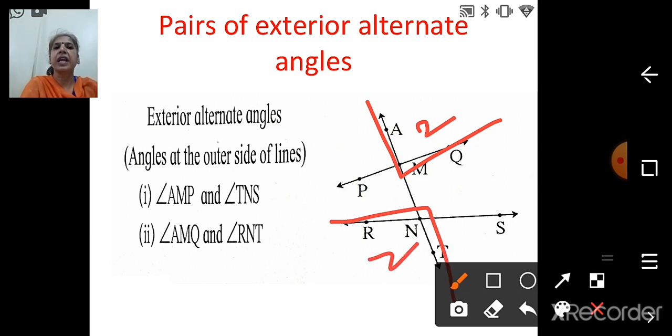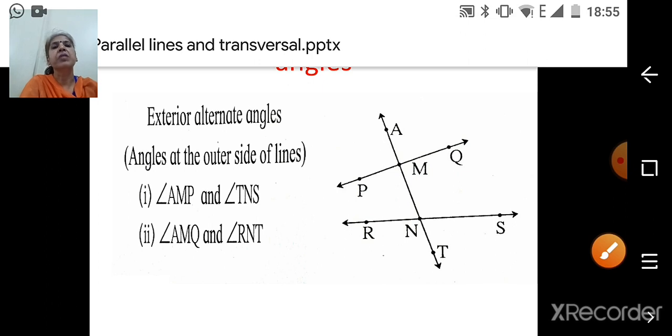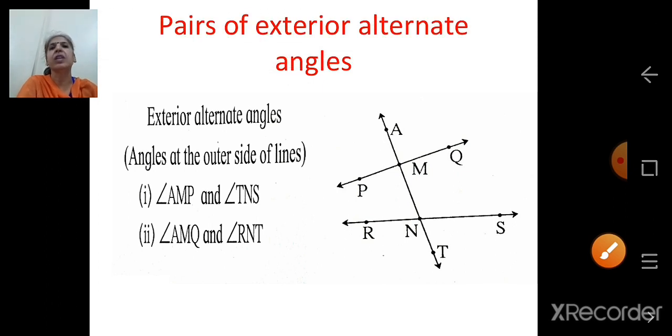So exterior angles, angles at the outer side of lines, that is AMP and TNS. Second pair is angle AMQ and angle RNT. But usually, children, when we say alternate angles, we talk about a pair of interior alternate angles.